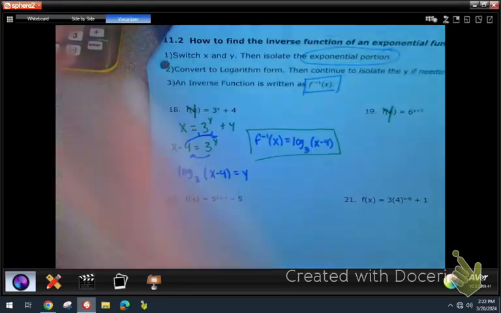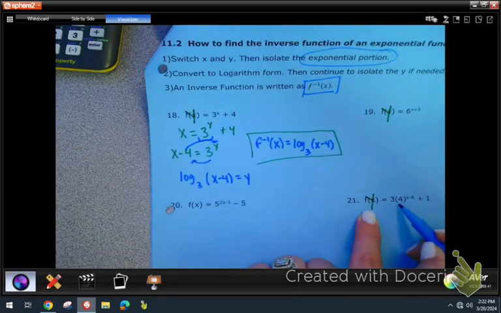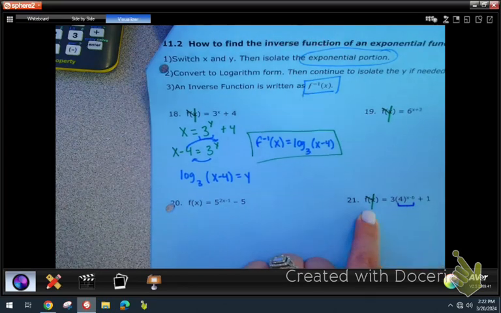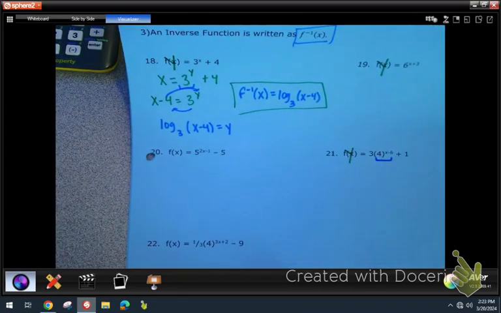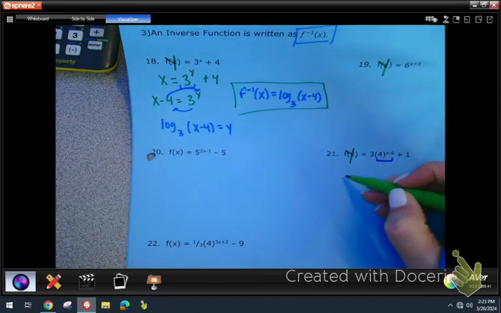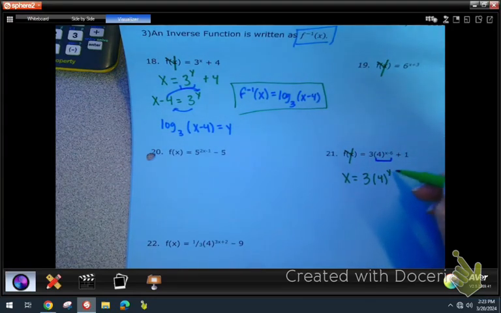Okay, this one's just got a few more steps. So again, think about the exponential portion. I'm going to underline the exponential portion right here. 4 to the x minus 6 is my exponential portion. So first thing, I'm going to swap. Okay, x equals 3 times 4 to the y minus 6 plus 1.